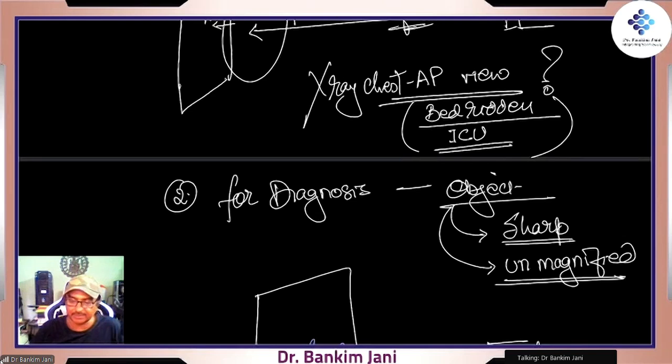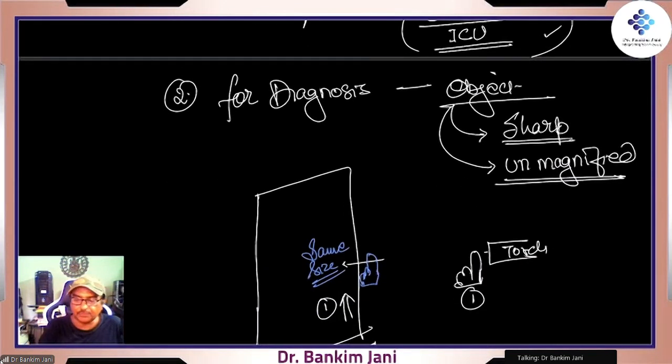We will be taking such X-rays in case when the patient is bedridden or is in ICU. You cannot tell the patient, stand up and I want to take your X-ray. Right? This was the basic principle about why we take this X-ray chest PA. So in PA view, you want that object should be sharp and unmagnified.